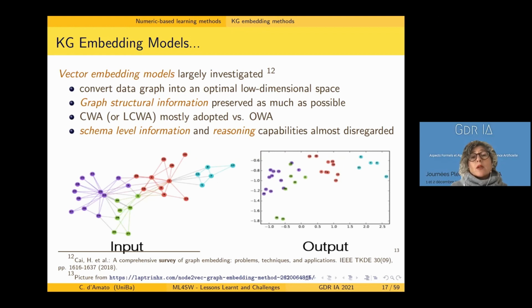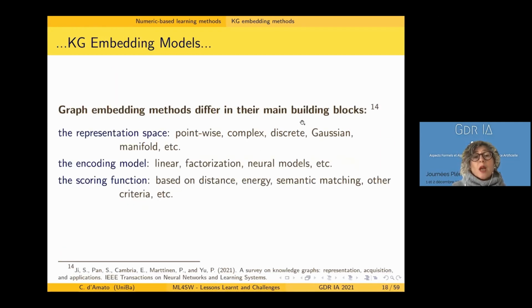These methods, despite the fact that knowledge graphs are grounded on the open world assumption, are, on the opposite, generally grounded on the adoption of the closed world assumption or the local closed world assumption. Additionally, as I already mentioned before, this class of methods generally disregards schema level information and reasoning capabilities.